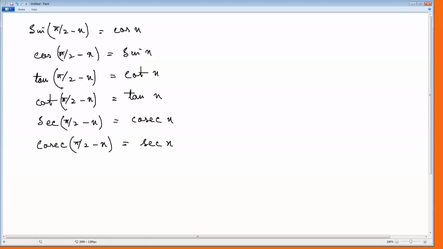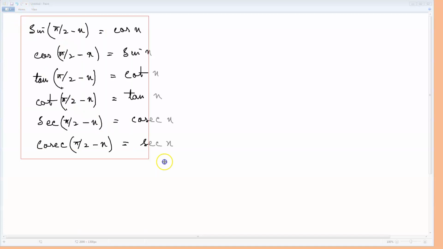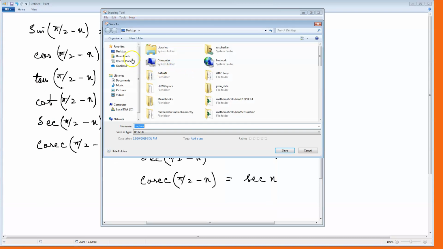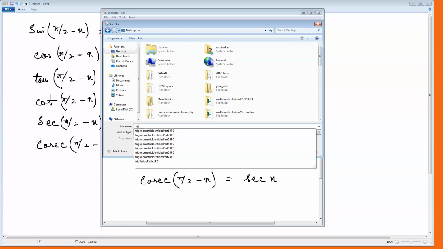And now what I'm going to do is just simply make a screenshot here and go back to what we were doing before. So I'm going to write this as trigonometric part 8, for example.